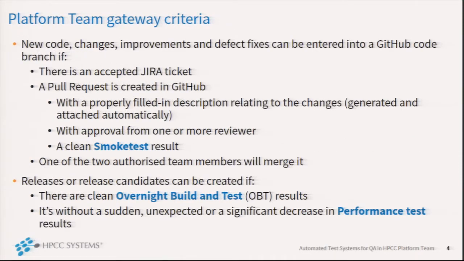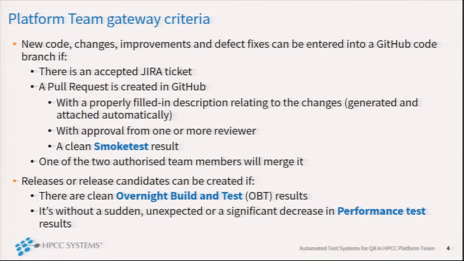So, we have 2 gateway criteria. One, when a contributor contributes to us. The developers do some coding, some implementing, some defect fixing, and they need a Jira ticket to register what they want to do, and a pull request on GitHub. The pull request has a header with a small questionnaire: is this a defect fix, is this documenting a change, something else. And they need a review, by 1 or more persons, strictly. Without a review, no pull request. And a clean smoke test result. And after these 3 things have happened, one of 2 managers can merge the changes.